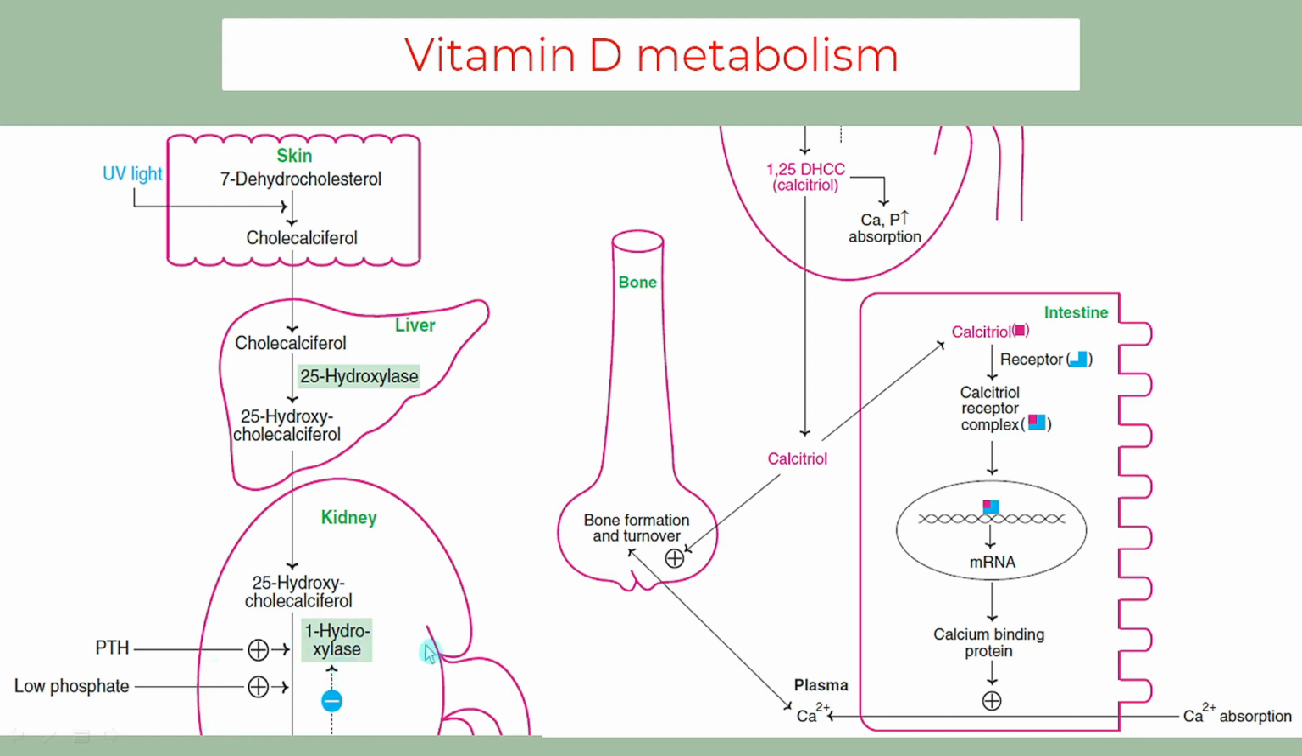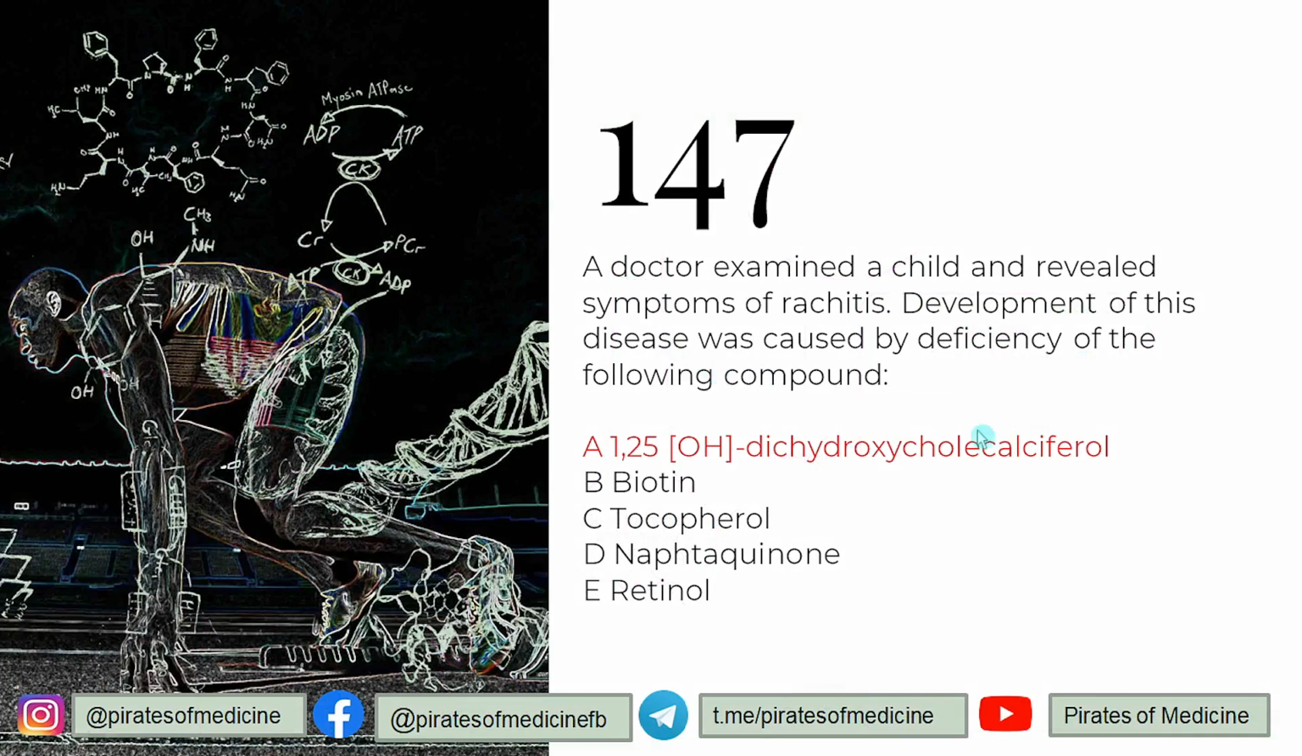1-hydroxylase. So this calcitriol or 1,25 dihydroxycholecalciferol is the active form of vitamin D, and vitamin D is deficient in rickets. So that is why the answer is 1,25 dihydroxycholecalciferol.